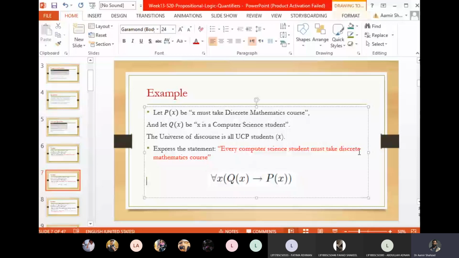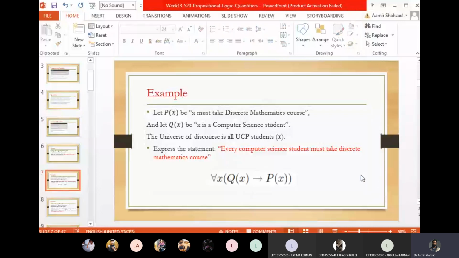So every computer science student must take the discrete math course: for all x, all students have come. Now which of those students? If the student is a computer science student, then he must take the discrete math course.